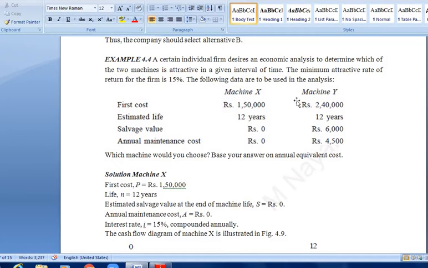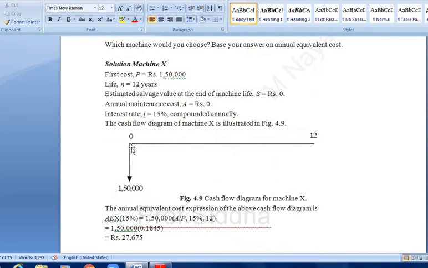Similarly, this is for a machine problem, machine X and machine Y. So first cost, this is initial investment, estimated life 12 years for both. Salvage value is 0 for machine X, so there is no future value here. Machine Y, salvage value is 6,000. Annual maintenance cost 0 for machine X, machine Y 4,500. See, first only the initial investment, that is 1,50,000.